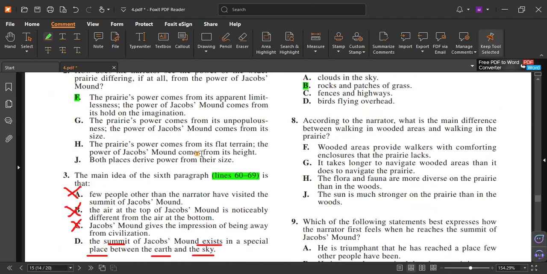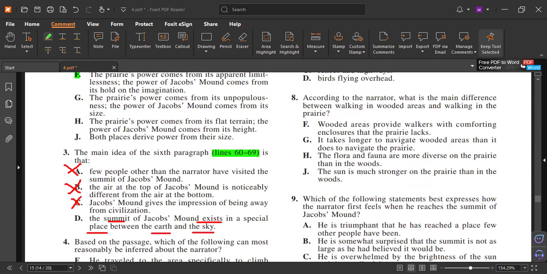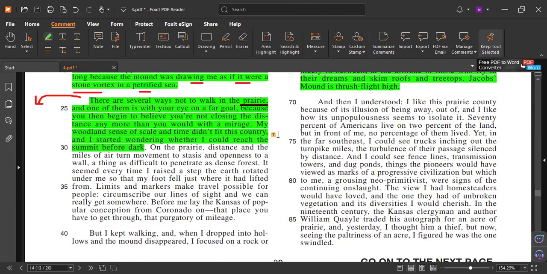Why not? Let's try the next, number 8. 8 is G. So 8 is wrong, must be F. Yes, what's the main difference between walking in a wooded area and walking in prairie? So now ask yourself, what should you read? This is where it tells you the difference. So you can read until you find any difference between them. If you don't, go back, look.